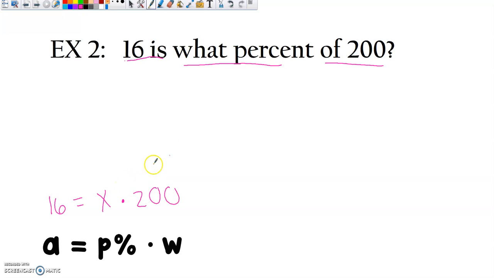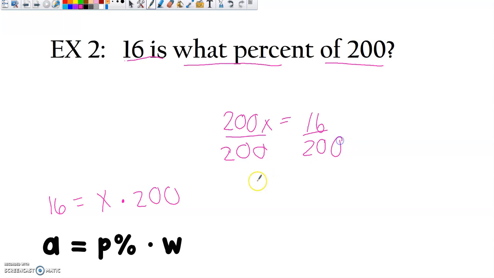Well, this is a pretty easy algebra problem now that I've kind of broken it down. So let me rewrite it. 200x equals 16. All I have to do is divide by 200 on both sides, and I will figure out what x equals. So 16 divided by 200 equals 0.08.